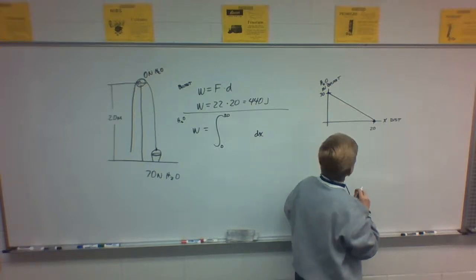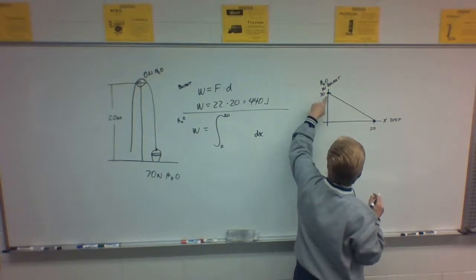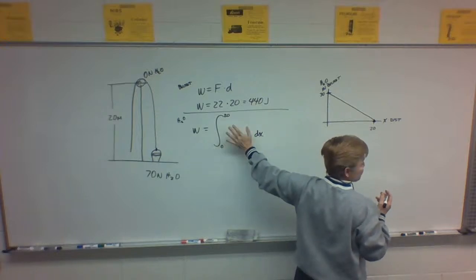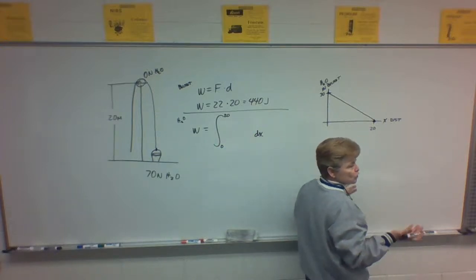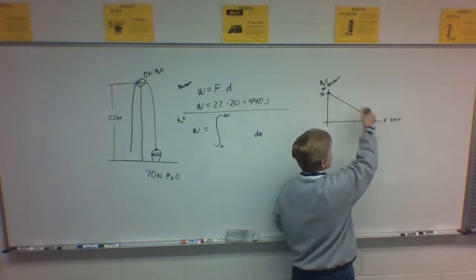Right? So without the integral, we could just find the area by taking 20 times 70 and cutting it in half. We could do that without the integral. But let's pretend we wanted to use the integral. So what we need now is the equation of this curve, which is a line. What's the equation of that line?